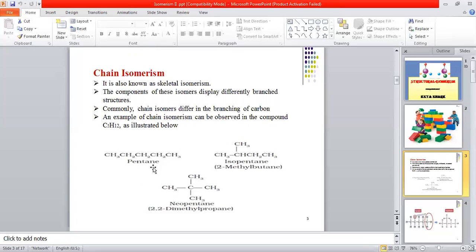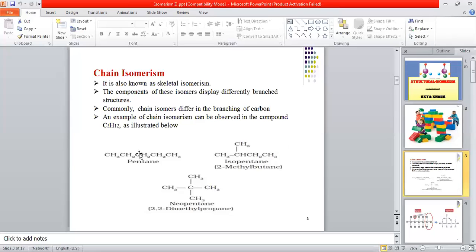So this one is our n-pentane. Then you will arrange it like this: C1, 2, 3, 4, 5, carbon 5, and hydrogen 12. It should be 12. Here also 12. You can see in these examples the carbon number remains 5 and the hydrogen number is 12, but the arrangement of this particular molecule is different.